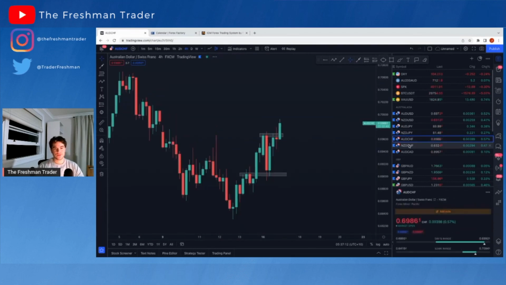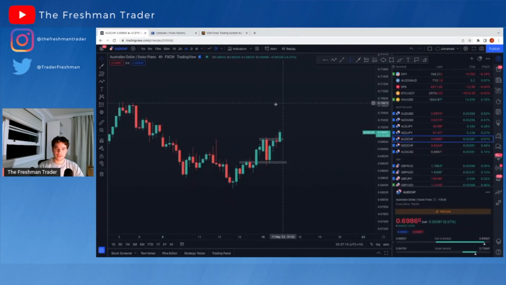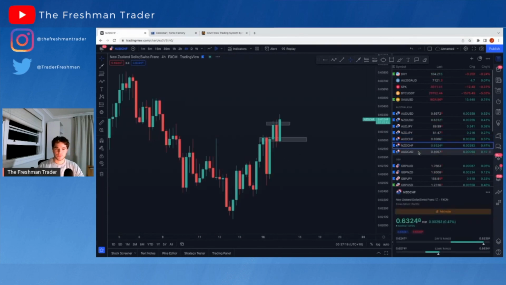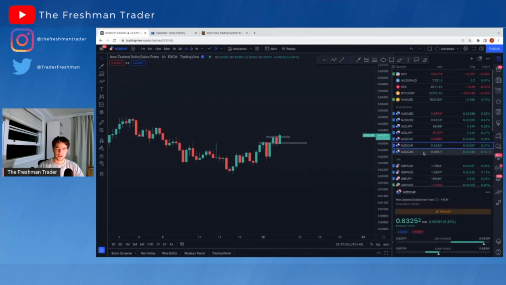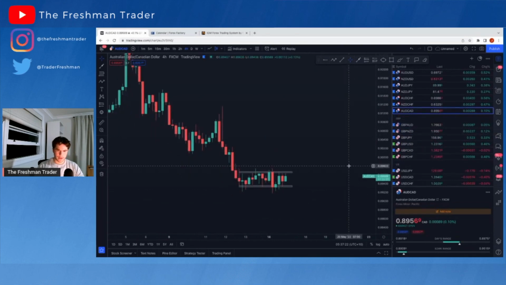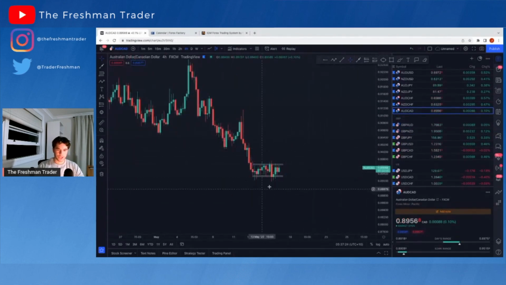Aussie dollar Swiss franc, you can see the exact same setup. We're just pushing up, making new highs, but we need to see price break and close or create that retest. Okay, Aussie dollar CAD is in a consolidation at the moment, but maybe we could see the same thing happen, price break above and then continue bullish. Okay, if not, you can always look for price to continue bearish from here, and we'll see if we can get a break and retest of that key level.